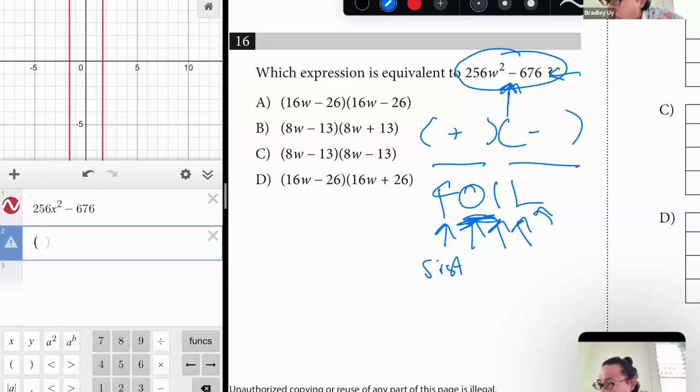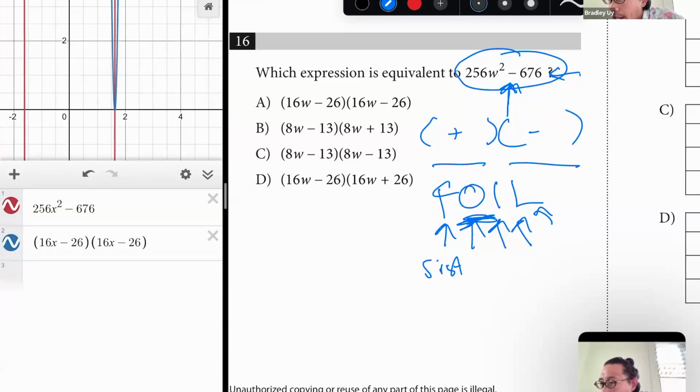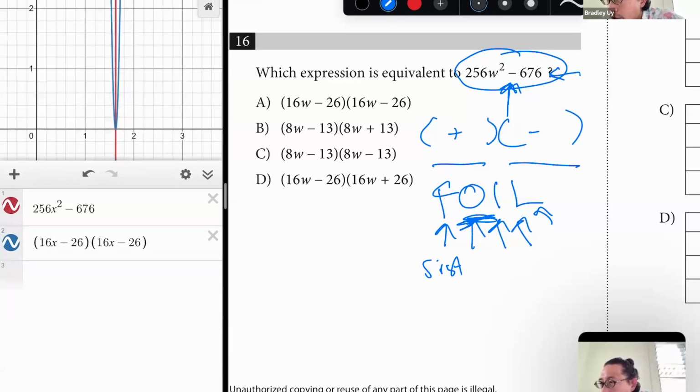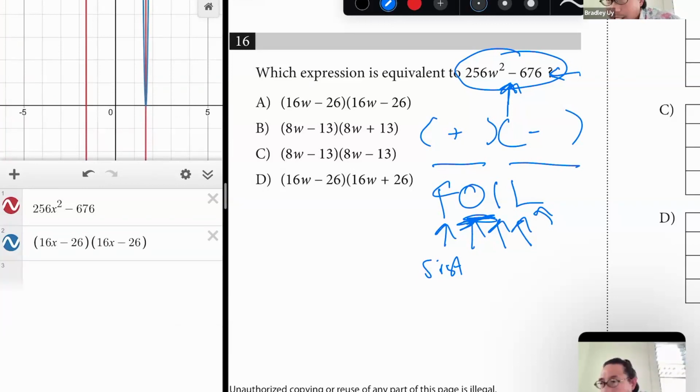Basically, we're trying to find what's exactly the same. If we graph A, I'm going to choose A right now, this is 16w, and in this case x, minus 26, times 16x minus 26. I will have this curve, and as you can see, the red curve, which is the original, and the second curve, which is in blue, are not the same. If they're not the same curve, then they're not the same expression. They're not equivalent, so A is wrong.